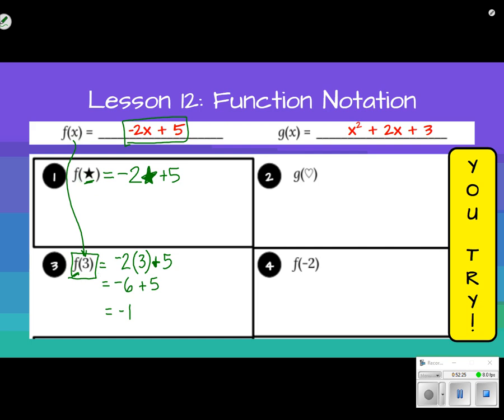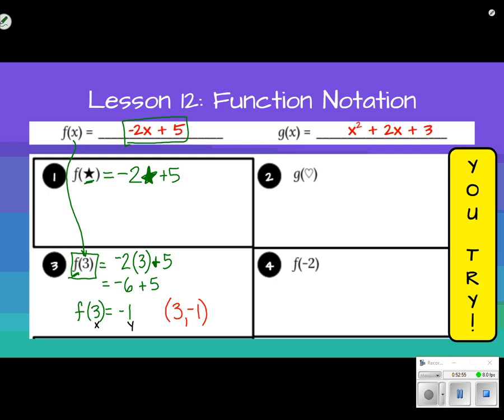So all you can do is simplify stuff on the right-hand side. I've had people that are trying to solve for f, and that's not going to work. This is x. This is y. And what we've done is we've figured out a point on the function f of x. So that's 1 point on it. You try 2 and 4. See what you get. Pause the video.